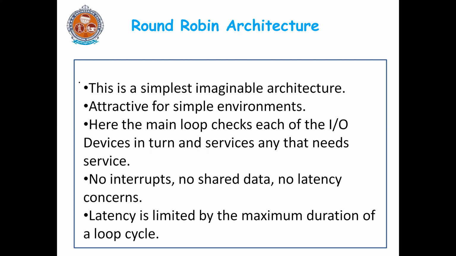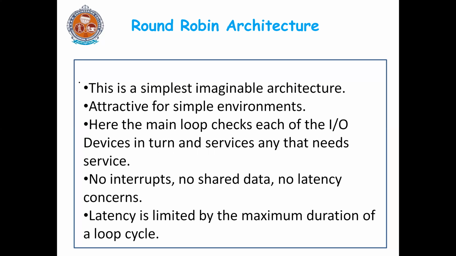Round robin is the simplest imaginable architecture, and it is very attractive for simple environments. Here the main loop checks each of the IO devices in turn and services any that needs service. One more important point is that we don't have any interrupts, and we don't have any shared data.